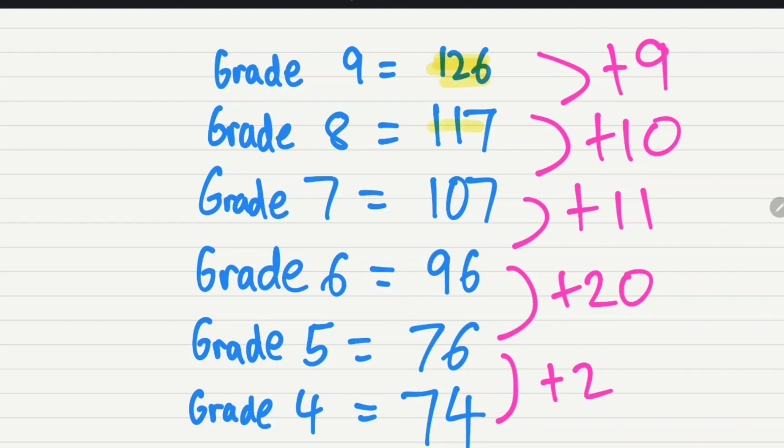Grade 8, you're looking at 117 out of 160. Grade 7, you're looking at 107 out of 160. Grade 6, 96 out of 160. Grade 5, you're looking at 76 out of 160. Grade 4, you're looking at 74 out of 160.